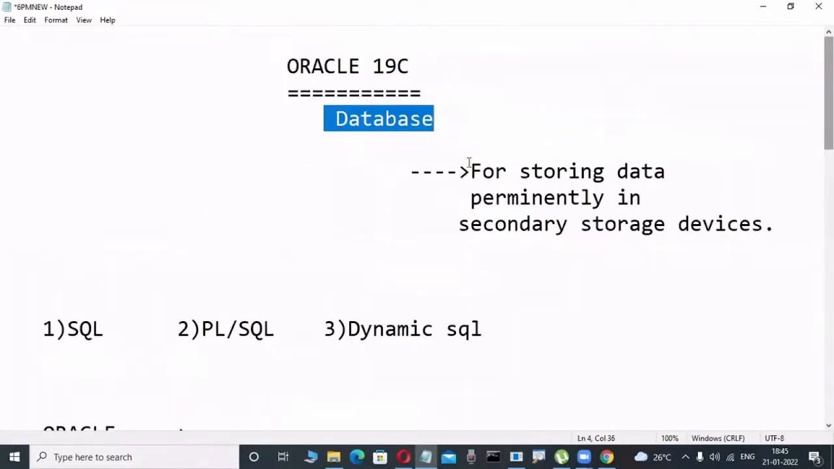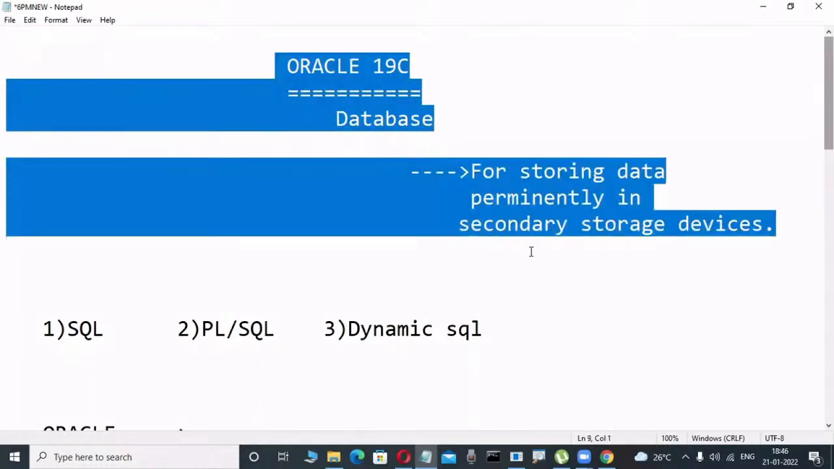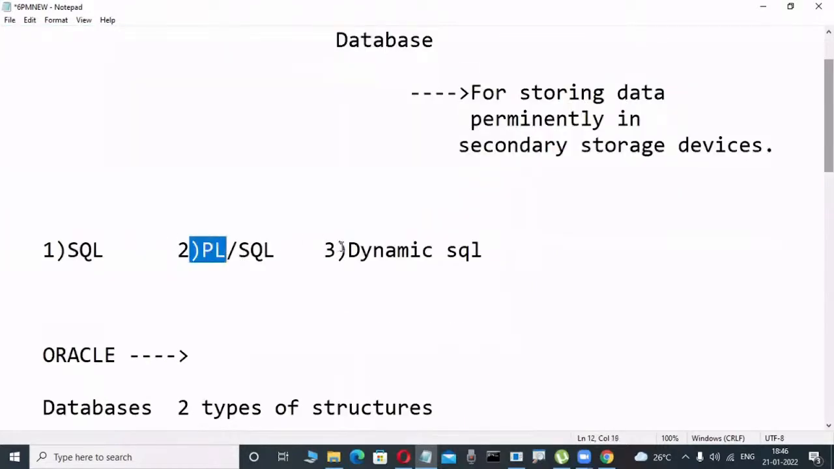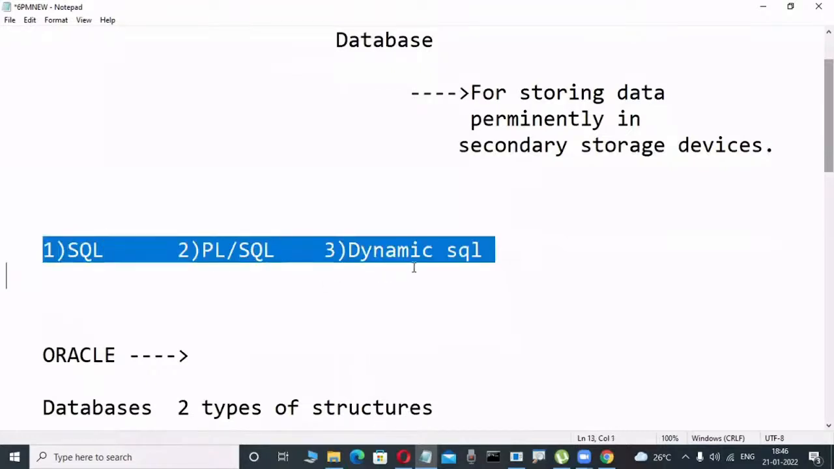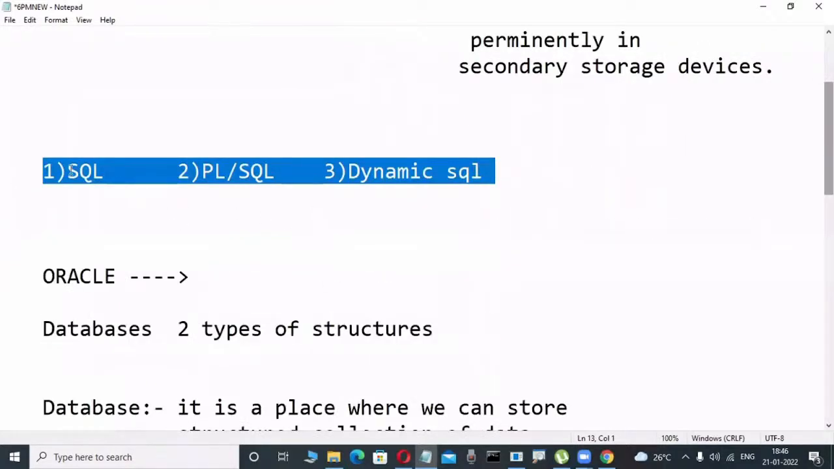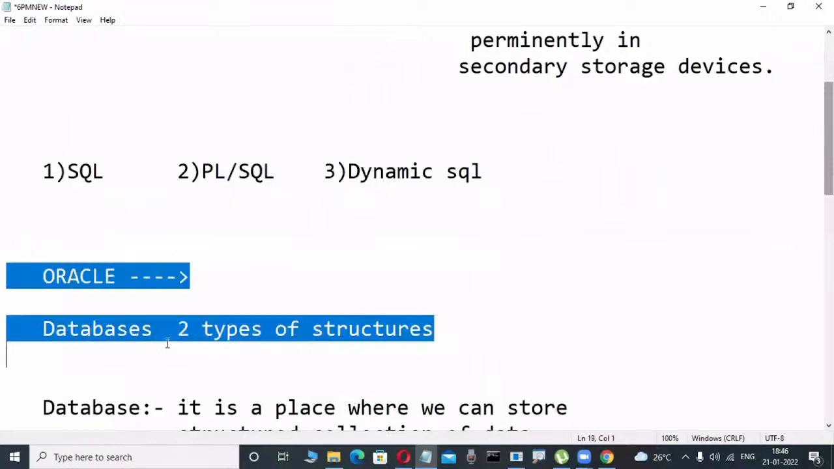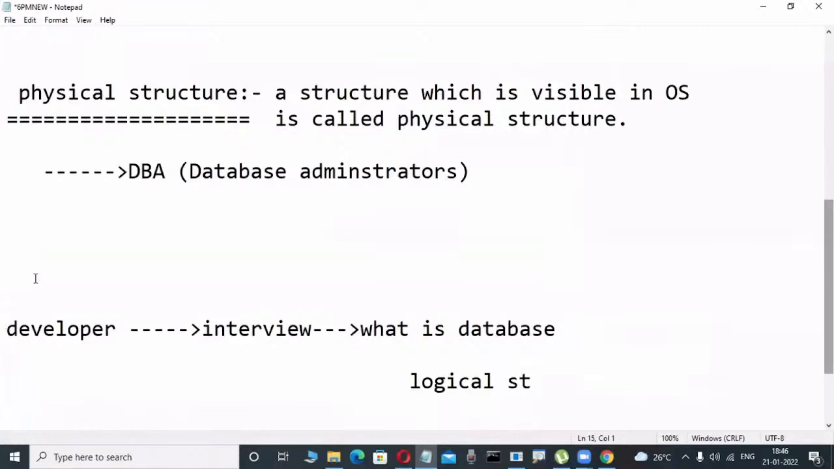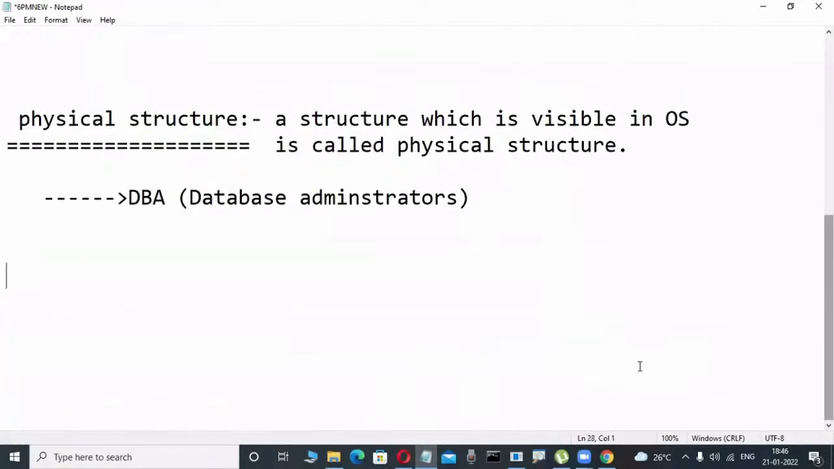What is the purpose of databases? Not only storing data permanently, but also retrieving and fetching the data efficiently from some place. If you want to operate this Oracle software, we use SQL, PLSQL, and dynamic SQL languages. Anywhere we learn an Oracle course, these three things are mentioned. That is a very small thing I'm telling. Okay, fine. Now check it out. Observe it here.